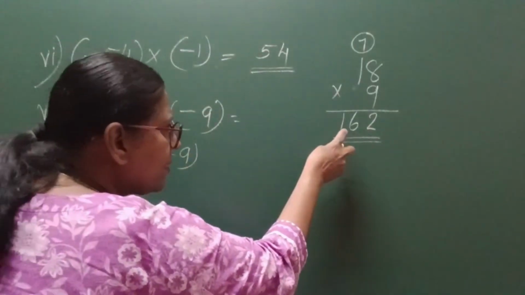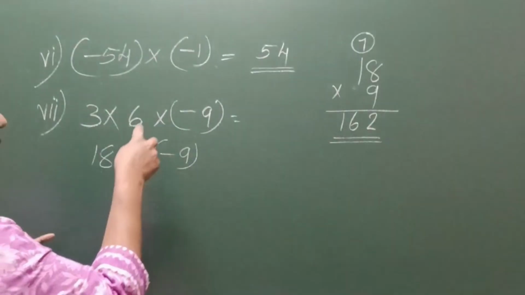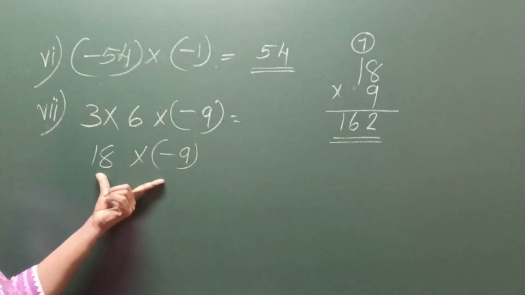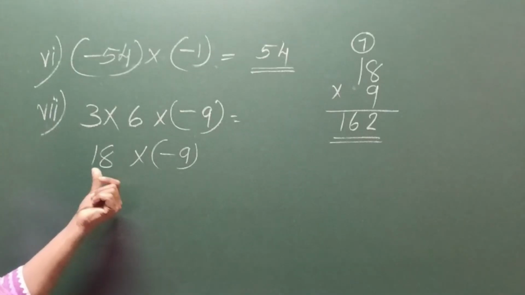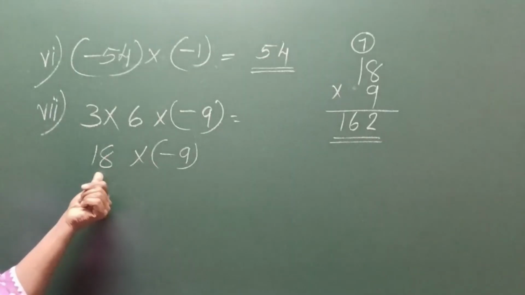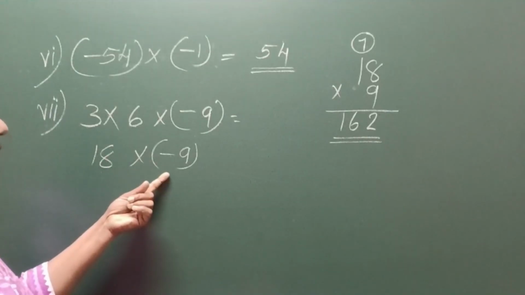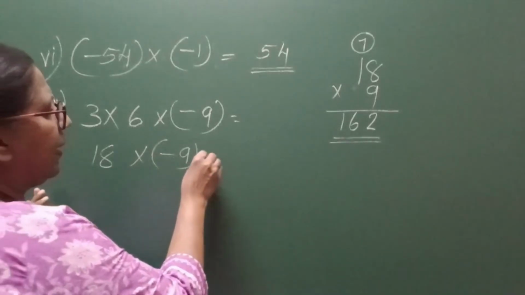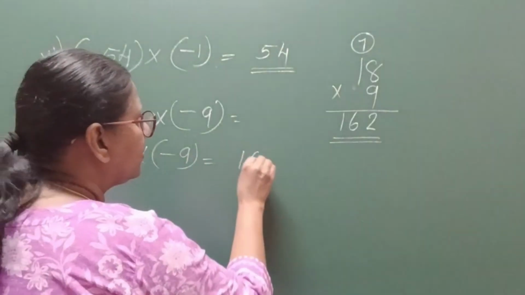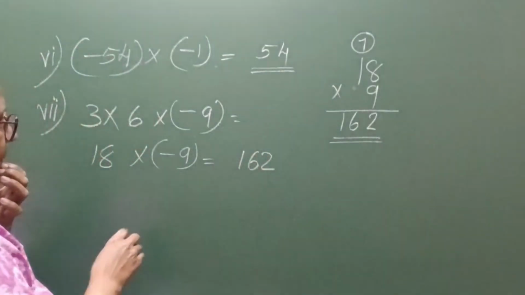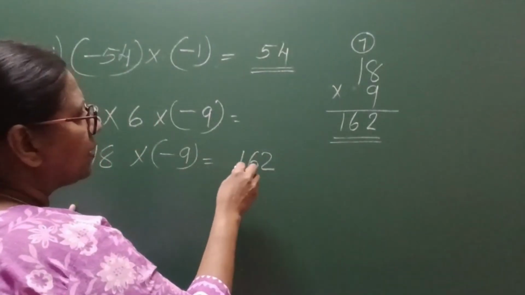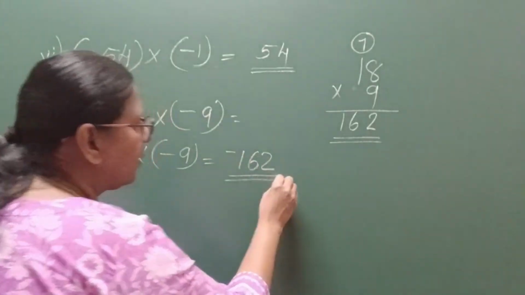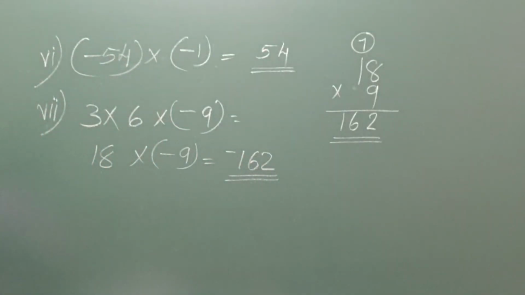After finding this product, we have to give the negative sign. Why? Because there are two unlike signs here. One integer is positive and one is negative. So after finding the product, we assign the minus sign. So 162 with the negative sign, minus 162, is our final answer.